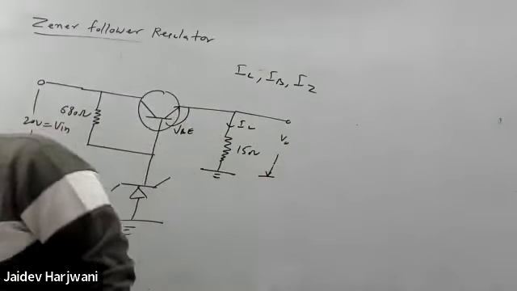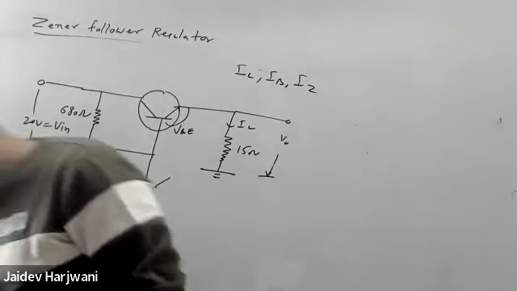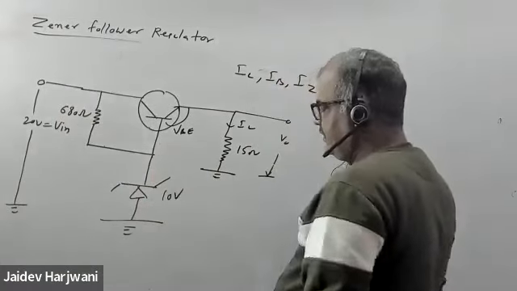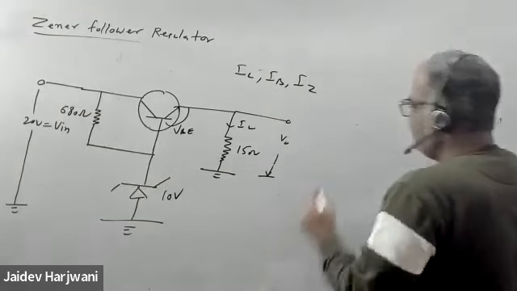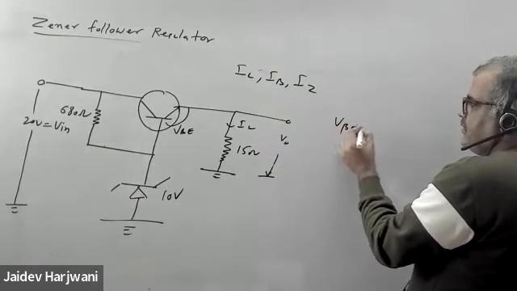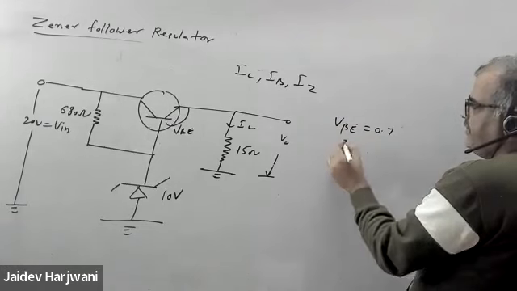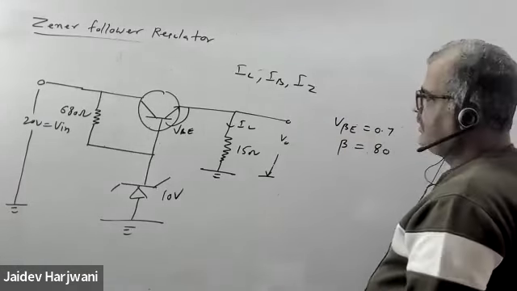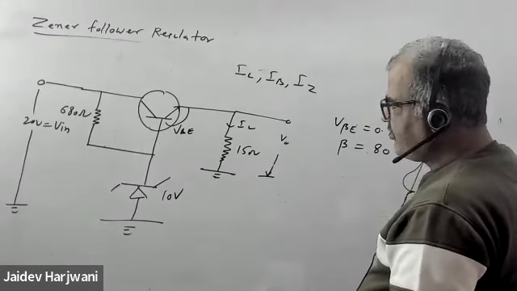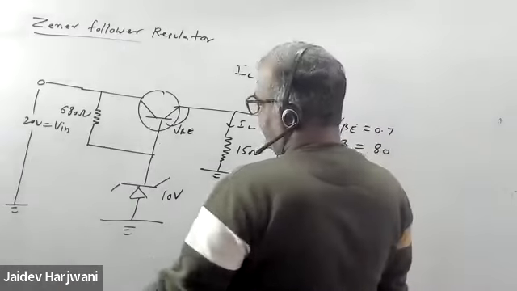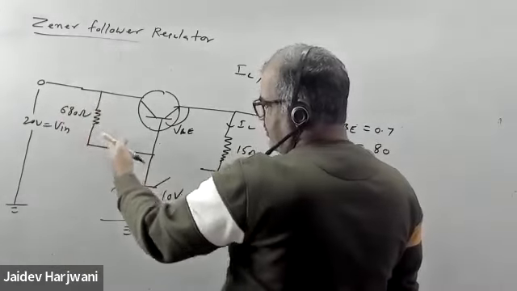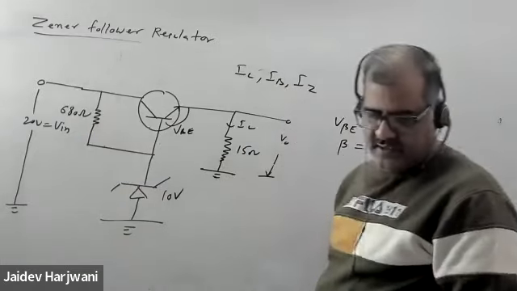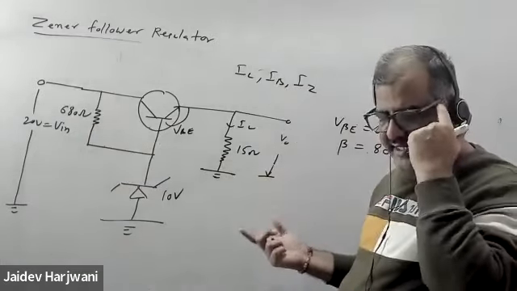So, the Zener voltage is given, in this particular case 10 volts. You say 10 volts is required to make this diode conducting. VB value is given, 0.7, and beta value is given, in this case 80. Now, first of all, you need to check whether this diode is conducting or not conducting. Whether 10 volts is coming here. So this is the voltage value in this particular case.